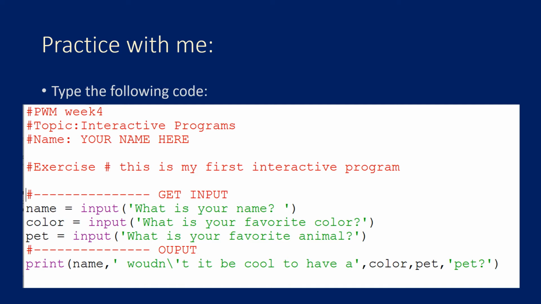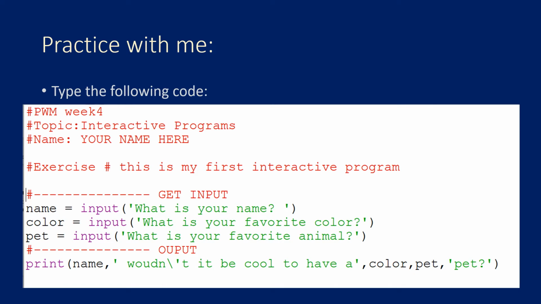So we have 3 lines of code in getting the input, so we're getting 3 values from the user. Name equals input in parentheses, what is your name? And then next line, color equals input, what is your favorite color? Next line of code, pet equals input, what is your favorite animal? So we're asking the user, we did something similar in the past, but you hard-coded those values. Now we are making this program interactive. So we're asking the user for these 3 values, and we store them into the variables name, color, and pet.